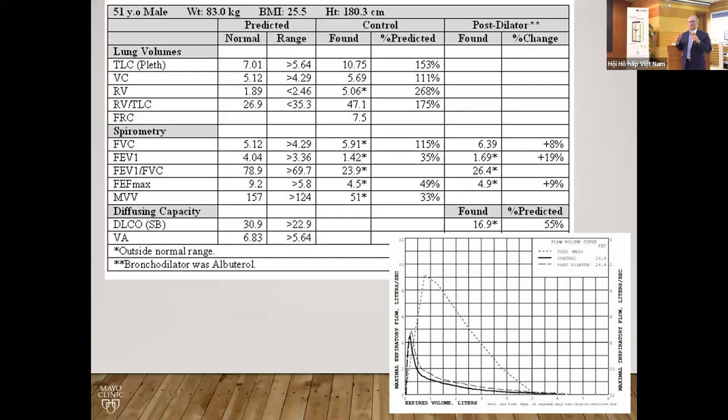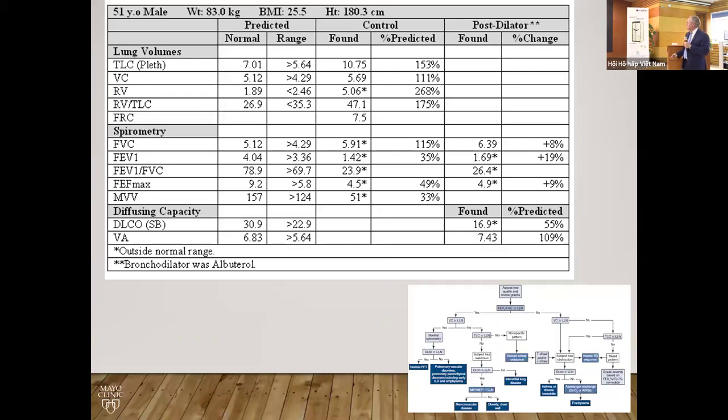So squeeze that air out forever. If we look at his ratio, it is obviously reduced. So he has obstruction consistent with his flow volume curve. He has a positive response to bronchodilator. He has a large lung or hyperinflation. He has air trapping based off of his RV-TLC ratio and his RV value. And he has a diffusion abnormality, all in one.